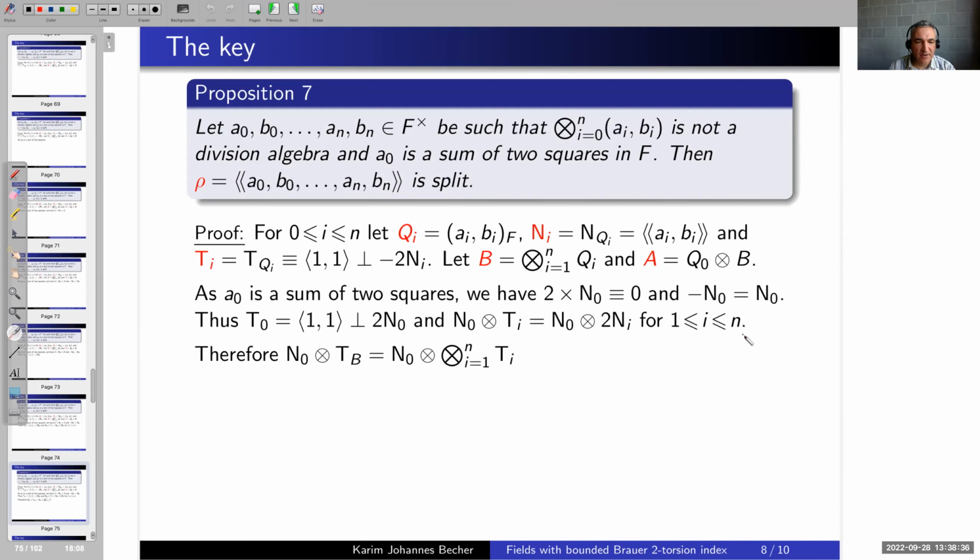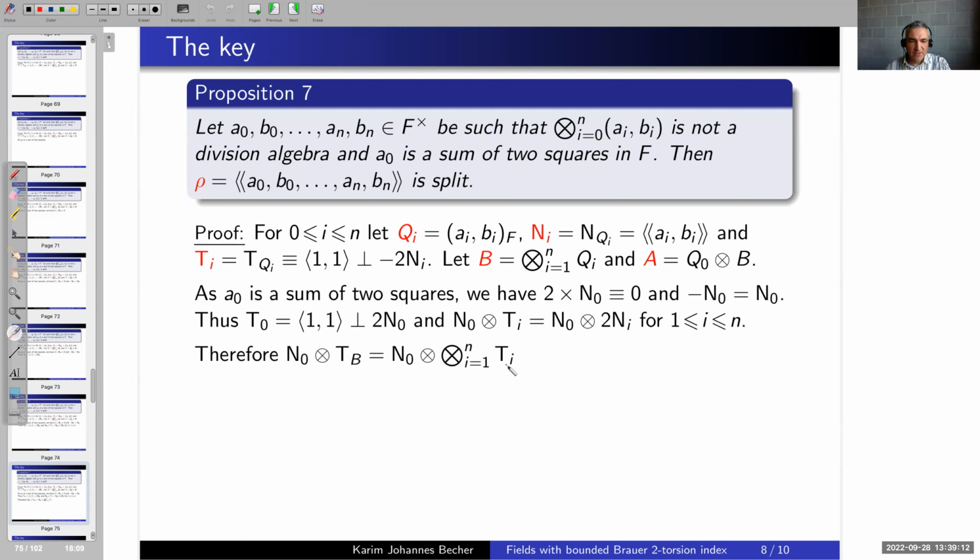Now I will look at the trace form of A and the trace form first of B. The trace form of B, I multiply with N0 just to see what happens. N0 tensored with this trace form of B. The trace form is multiplicative, so I can put the tensor product of the Ti's here from 1 to n, because B was the tensor product of the Qi's from 1 to n. I just replace it by this here using the multiplicativity of the trace form.